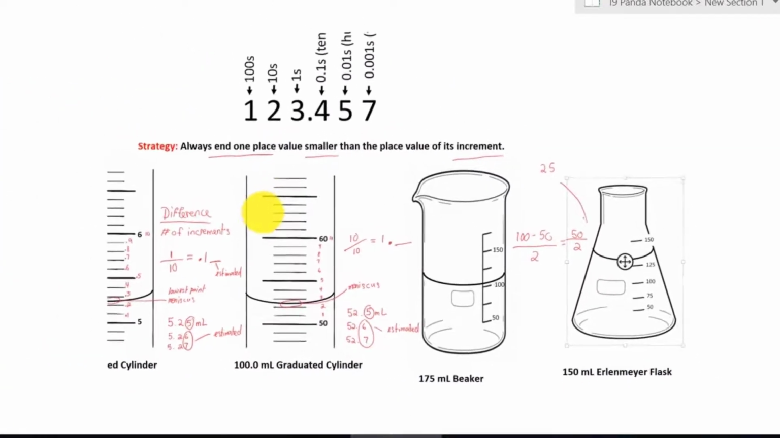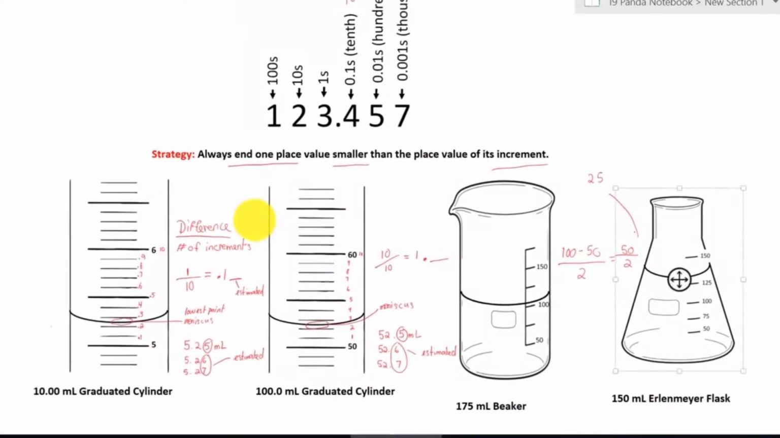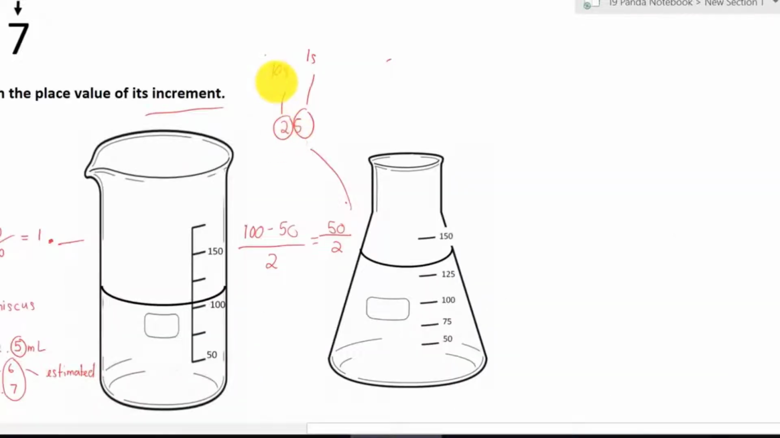Now let's go back to our strategies. Always end one place value smaller than the place value of its increment. Our increment is 25, so it's the tens place. And what is smaller than the tens? The ones. So this is where we're going to estimate.